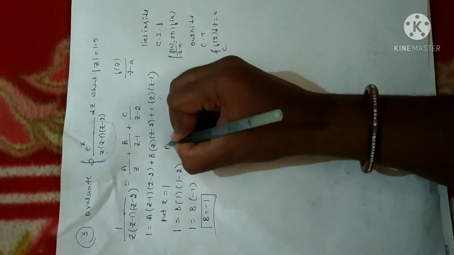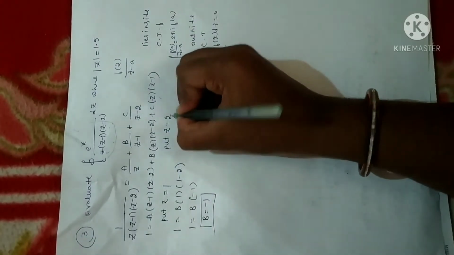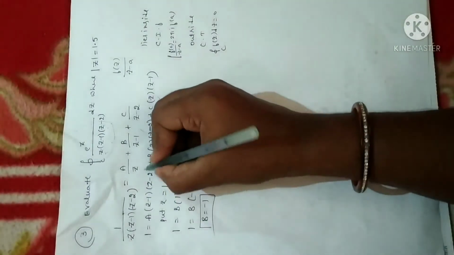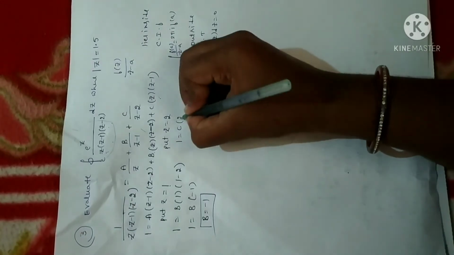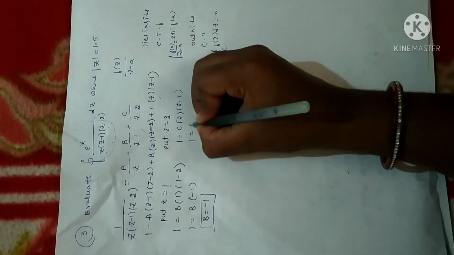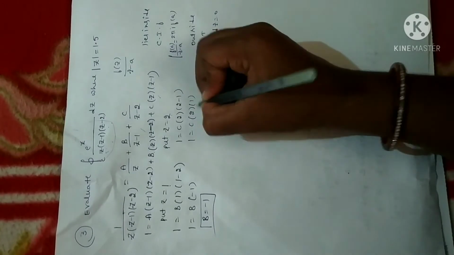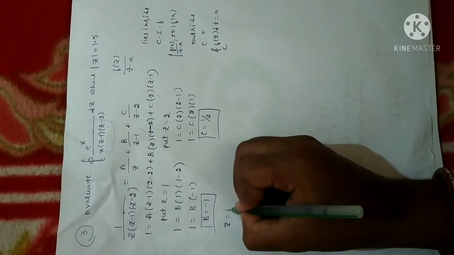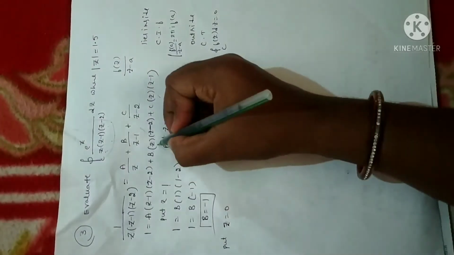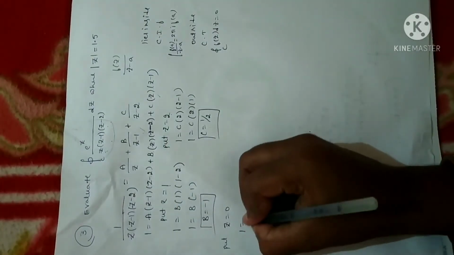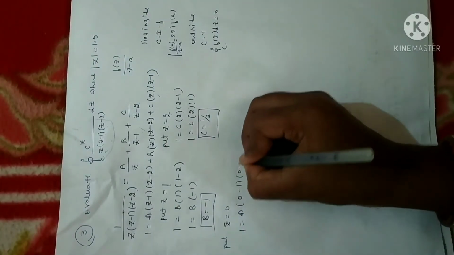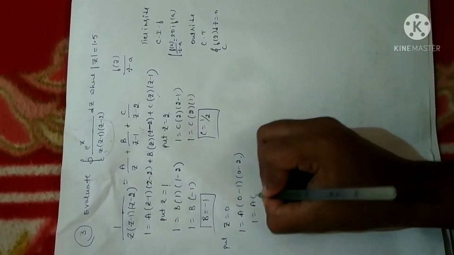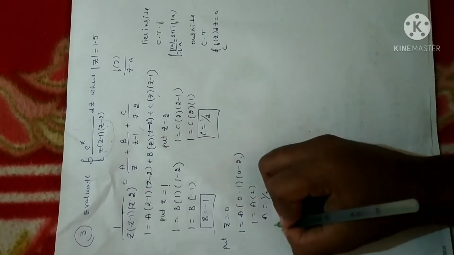Now let me replace z with 2. If you put 2, wherever you have z minus 2, the terms will go off. So b will not be there, a will not be there. Only you have c. So c into 2 into (2 minus 1). So you will get 1 is equal to c into 2 into 1, so c will be equal to 1 by 2. Similarly, let me substitute z is equal to 0. When you put z is equal to 0, the b term will not be there, the c term will not be there. Only the term containing a will be there. So (0 minus 1) into (0 minus 2), minus 1 into minus 2 is 2. So you will get a into 2, so the a value is 1 by 2. The c value is also 1 by 2.